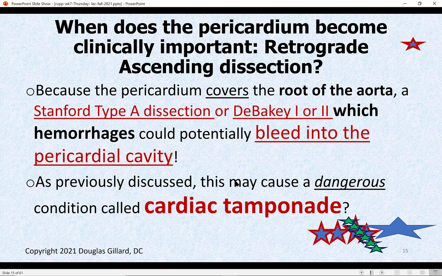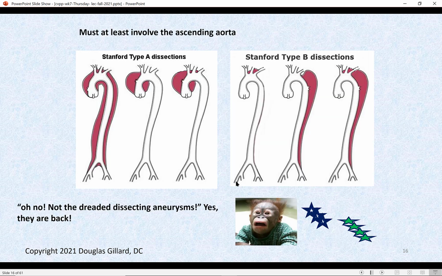When does the pericardium become clinically important? We've talked about this before. Retrograde ascending aortic aneurysms like a DeBakey 2 or Stanford A or DeBakey 1. Any dissecting aneurysm that involves the ascending aorta can potentially rip backwards and bleed into the pericardial cavity. And if that bleeding is significant, that pericardial cavity can fill up with so much blood that it crushes the heart. And that's cardiac tamponade. And yep, they're back. Oh no, they're back. Yep, on final, you got to know these.